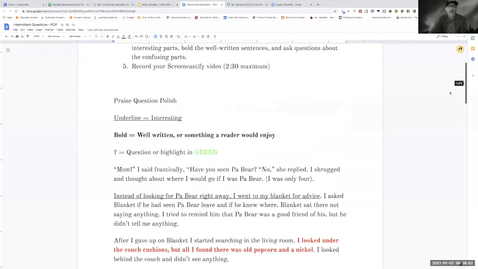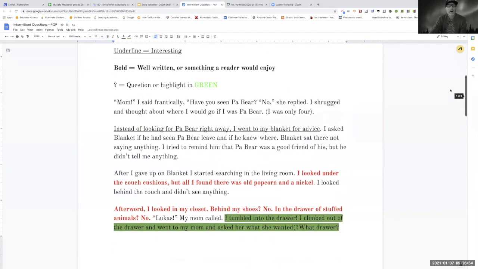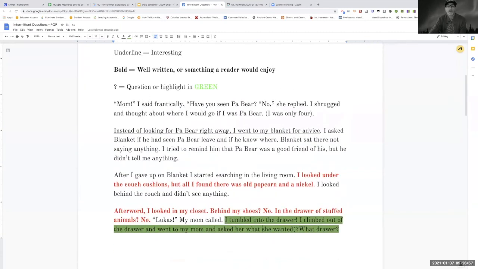So this right here, I underlined the one part, and this was written by a younger elementary age student. I would be lying if I said a lot of it was interesting, but I did find this one sentence because I was intrigued by the idea of the author going to the blanket for advice. I'm like, that's a pretty creative expression. I like it, so I underlined it.